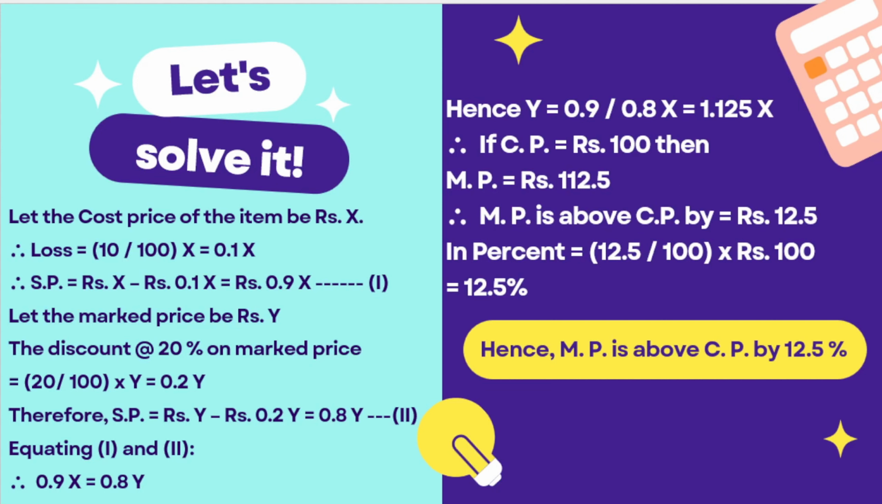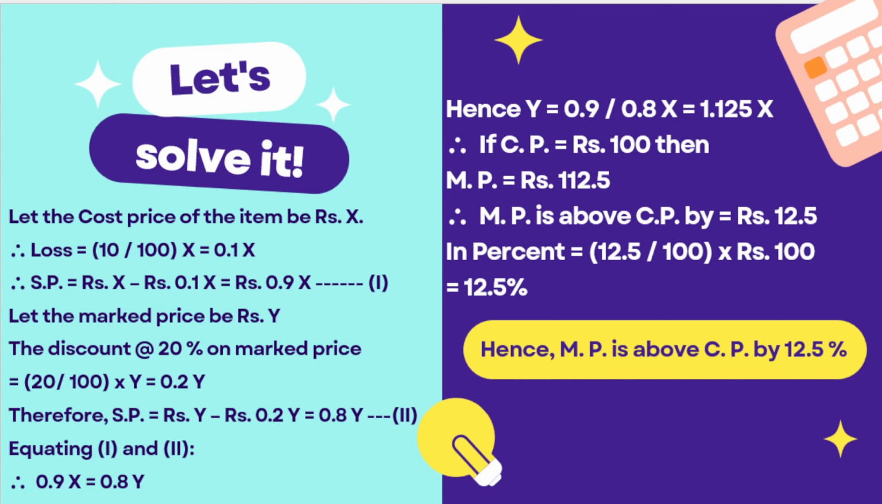Solution to example 17. Let the cost price of the item be rupees x. Then the loss can be calculated as equal to 10 divided by 100 into the cost price x, which comes to 0.1x. Therefore, selling price can be calculated as equal to the cost price of rupees x minus the loss of rupees 0.1x, which comes to rupees 0.9x. Let us call it equation number 1.